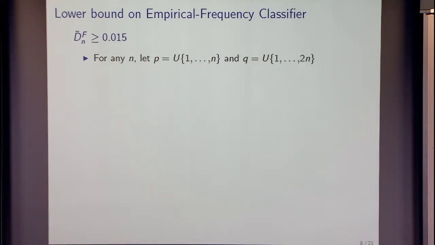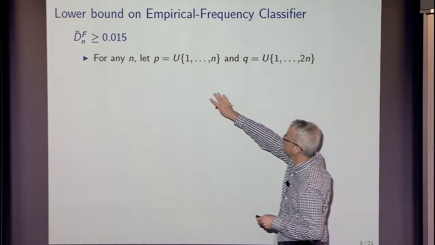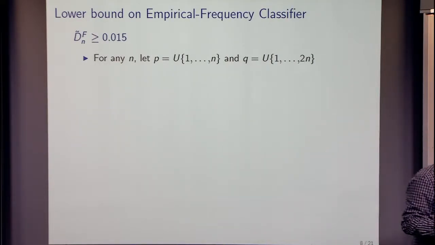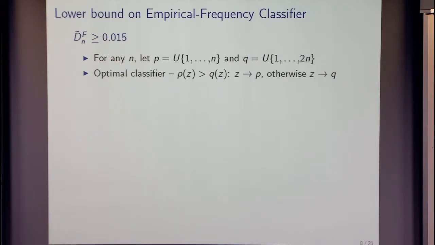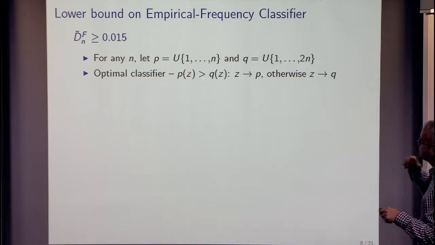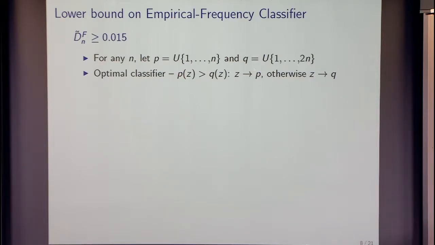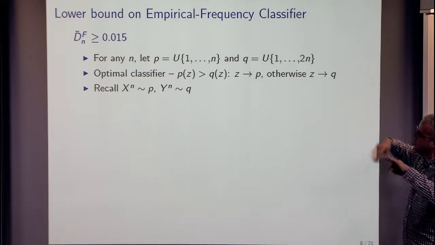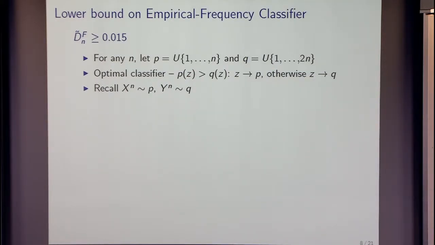So let P be uniformly distributed on n elements, and Q uniformly distributed over the first 2n integers. Okay. So what is the optimal classifier? We know that if P of z is bigger than Q of z, then we need to send z to P, and otherwise to Q, if you know the probabilities. In this case it remains the same, even though there's a slightly different calculation that you need to do. So now remember that X is distributed according to P and Y according to Q.